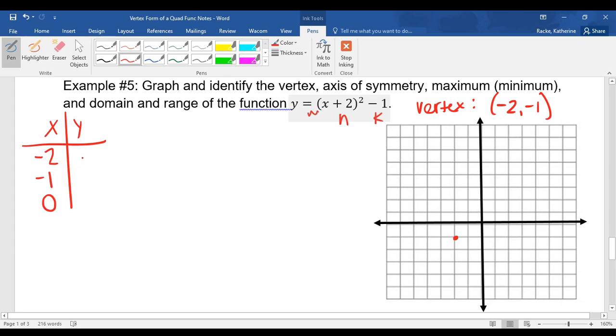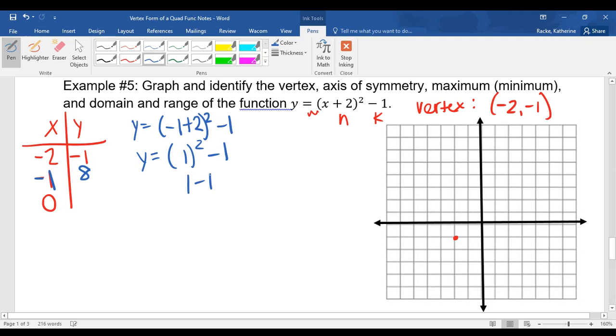So let's go ahead and plug these in. So we already know that our point is -2, -1 for this. Let's go ahead and plug in our -1. So -1 plus 2 squared minus 1. -1 plus 2 is 1 squared minus 1. So 1 squared is 1. 1 minus 1 is 0.